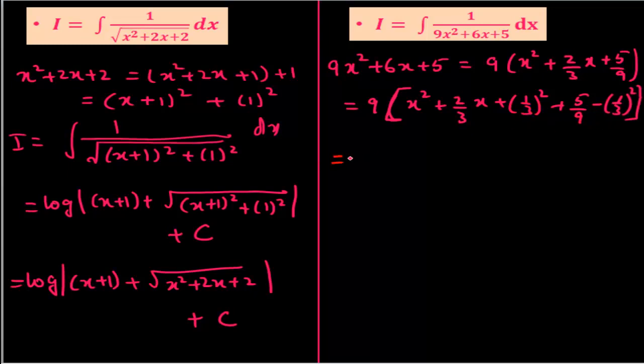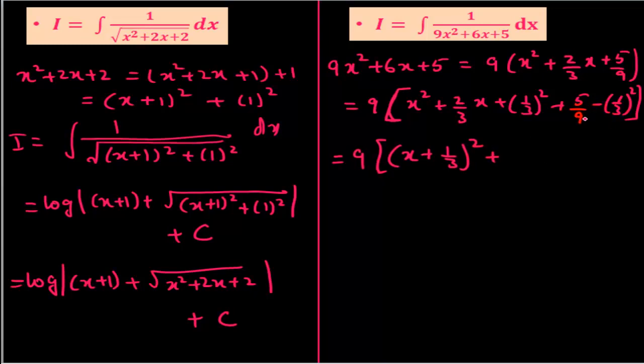Now let us simplify these. Take the first 3 terms together. You will see they are getting converted into the form a square plus b square plus twice of ab. So x is a and 1 by 3 is b. So a square plus b square plus twice of ab, we can write it as a plus b whole square. In the later part, let us simplify this as well.